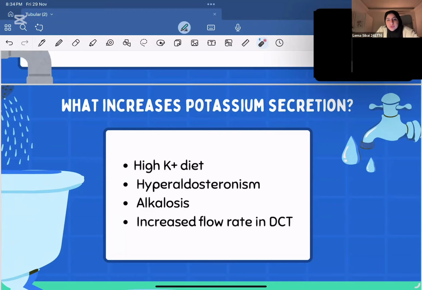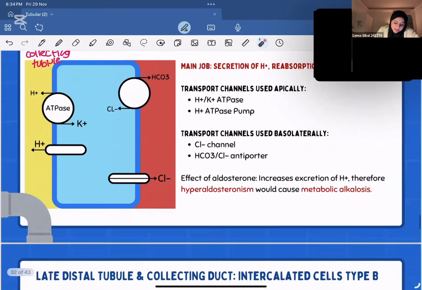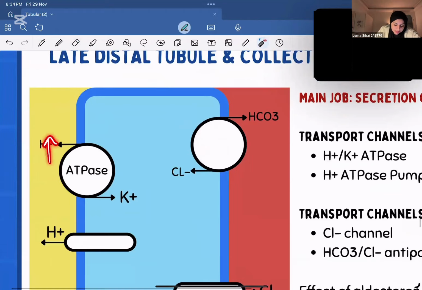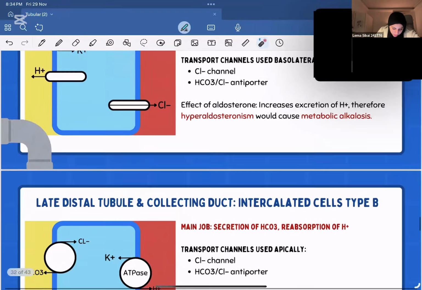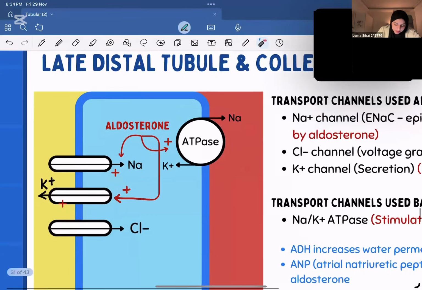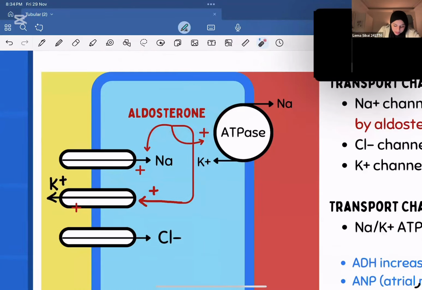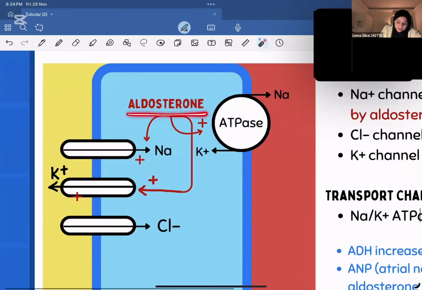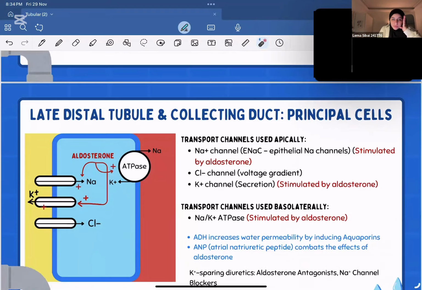This is a cool concept. This is super cool. Okay, I'm going to explain this. In the late distal tubule, you know how we said aldosterone increases the amount of potassium channels on the apical side? Sorry, I'm explaining on the wrong thing. Aldosterone increases the amount of potassium pumps in the principal cells in the late distal tubule.